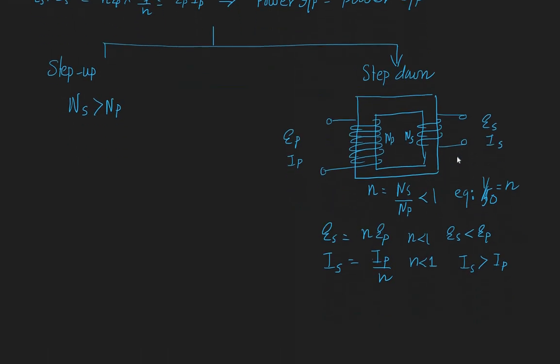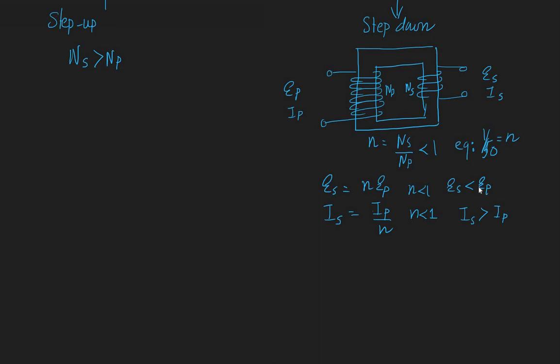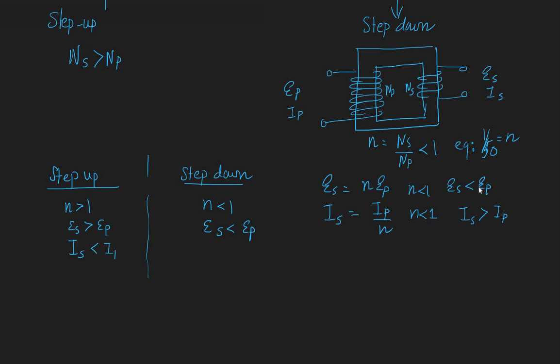Now quickly comparing step down and step up. In a step up, your N is greater than 1. Here N is less than 1. Here your ES is greater than EP. Here your ES is less than EP. Your IS is less than IP in the step up, and your IS is greater than IP here.